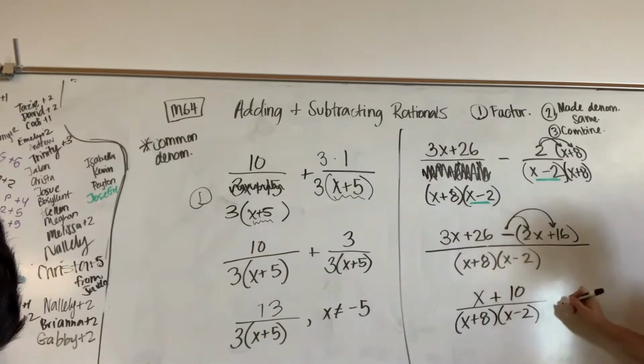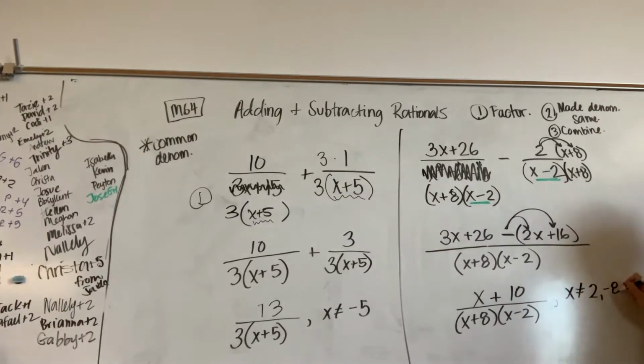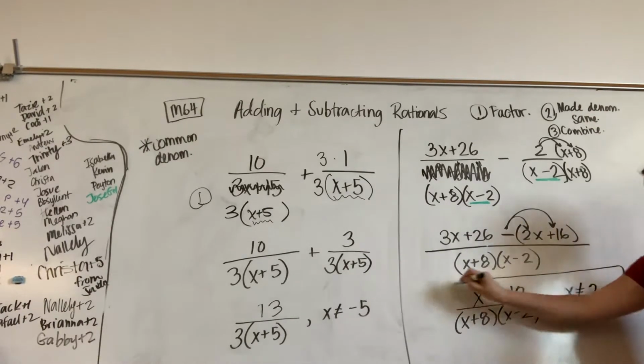And the excluded values are what? X cannot equal, is undefined at where? 2 and negative 8. 2 and negative 8. Good job, Tazzy. Awesome. Thank you for that reminder, Rohan.